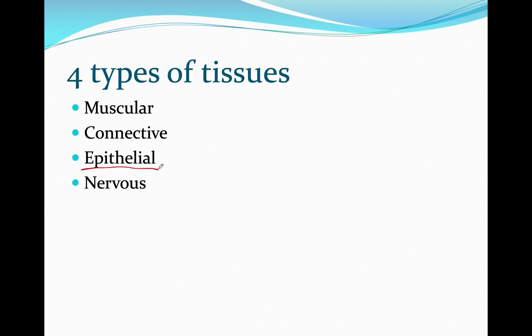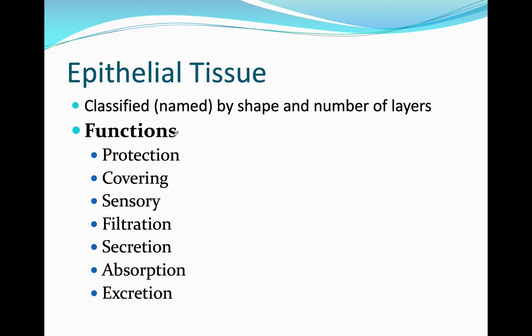So this first video is epithelial. Then we'll do muscular and nerve, and then we'll do connective. So I'm separating them into the different parts. Okay, so epithelial tissue is first. It is important that you know how it's classified. It's classified by its shape and its number of layers. That's going to be a question on the test, and that is important.